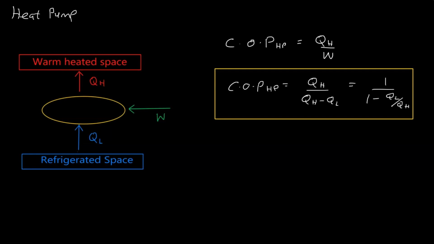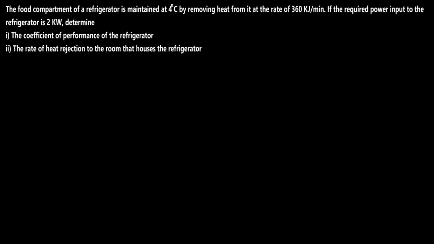The first example. The food compartment of a refrigerator is maintained at 4 degrees Celsius by removing heat from it at the rate of 360 kilojoules per minute. If the required power input to the refrigerator is 2 kilowatts, determine 1. The coefficient of performance of the refrigerator, and 2. The rate of heat rejection to the room that houses the refrigerator.